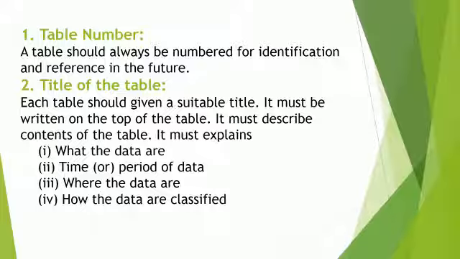Next one is the title of the table. A good table should have a clearly worded, brief, and suitable title. The title should be placed centrally at the top of the table, just below the table number. It also must explain what the data are, the time period of the data, where the data are from, and how the data are classified. This information must be there.